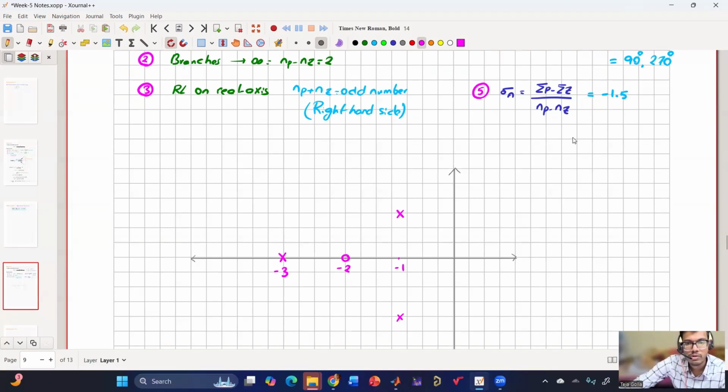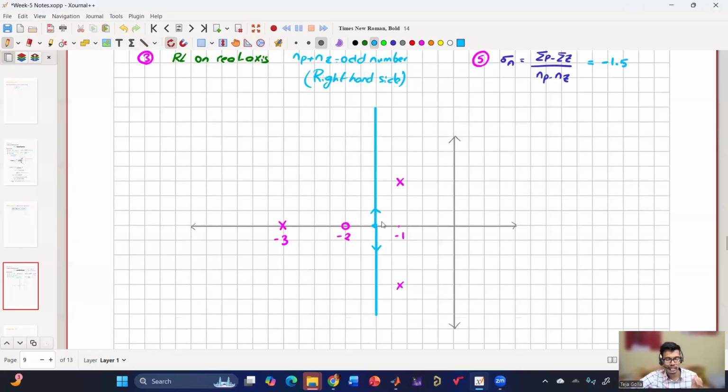Okay. Now the asymptotes are at -1.5, right? Yes, sir. So this is the centroid, sir. -1.5. This is not asymptote, this is centroid. Thanks for correcting. This is centroid. And then from this centroid, I have 90 degrees and 270 degrees. So one is on the top going in this direction, and one is at the bottom going in this direction. So basically one is going in this way, one is going in this way, right? Asymptotes, one at 90 and one at 270.